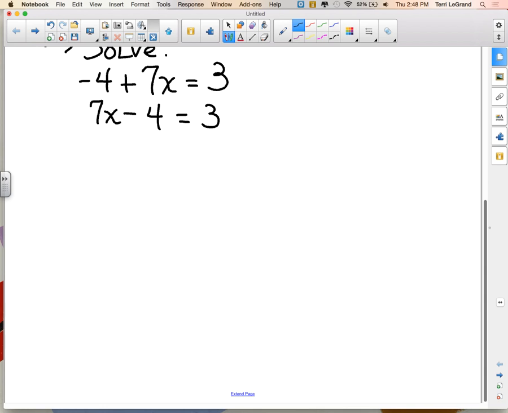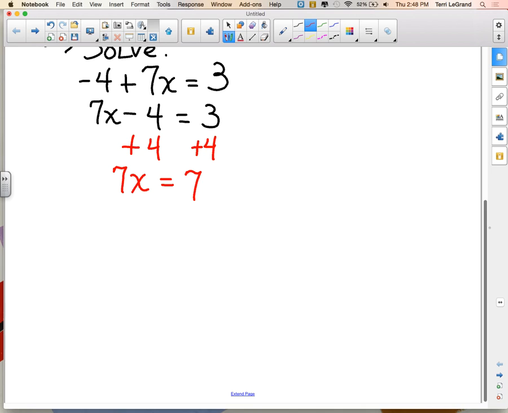What would be our first step of work? Alexis? Add 4 to both sides. Yeah, add 4 to both sides. And now we have the 7x alone, and we have a 7 on the other side, right? 3 plus 4, 7. So the subtract 4, add 4, they cancel each other out. They take care of each other. And then we have 7x equals 7.